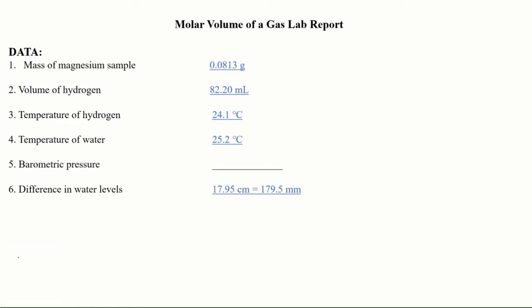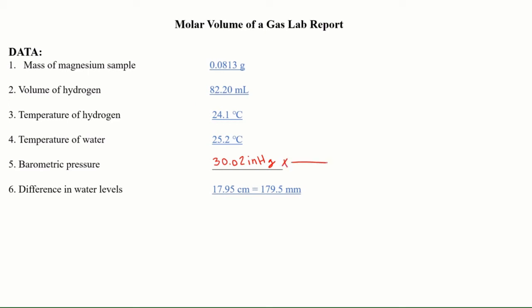So we can record this under barometric pressure. That's the total pressure. We will say that this is 30.02 inches of mercury. Now what we should do is convert this to millimeters of mercury, and in order to do that, let's do that right here.